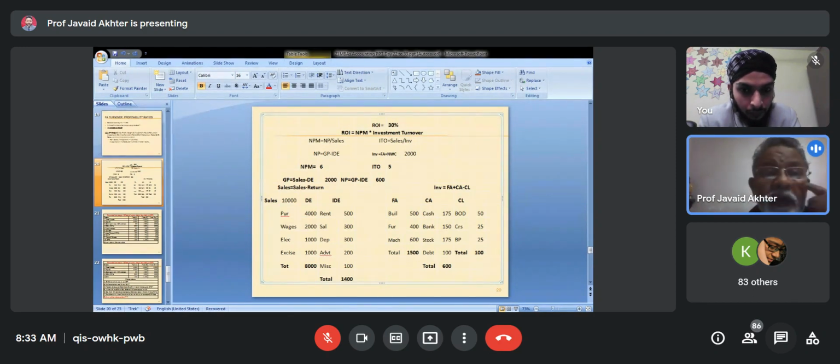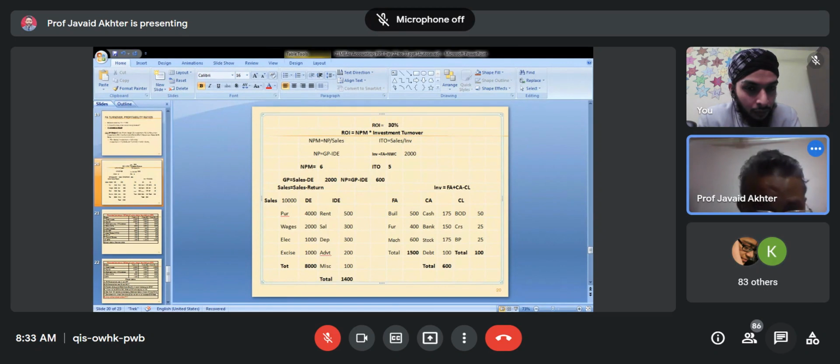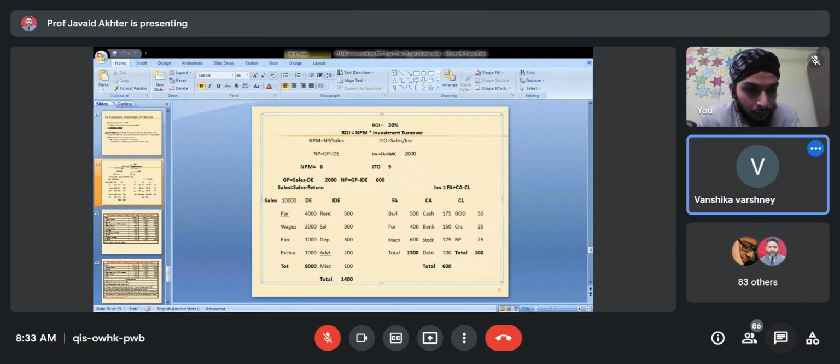In what way? Suppose I say the net profit ratio of a company is 15%, and I say that ROI is 19%. So which information is more comprehensive, or which information will help you take a better decision? ROI. Correct. Because it is involving both investment and net profit.